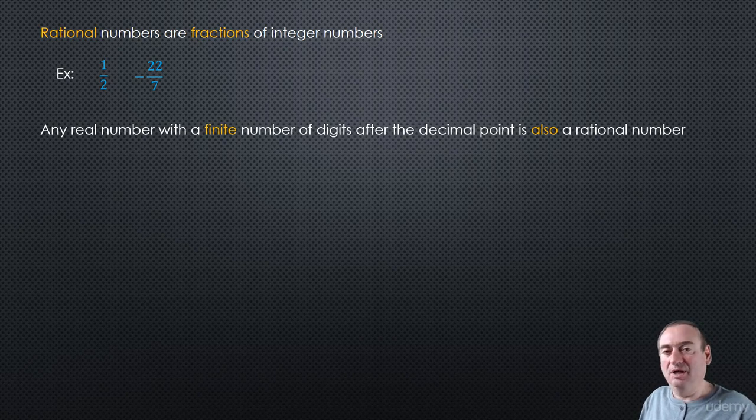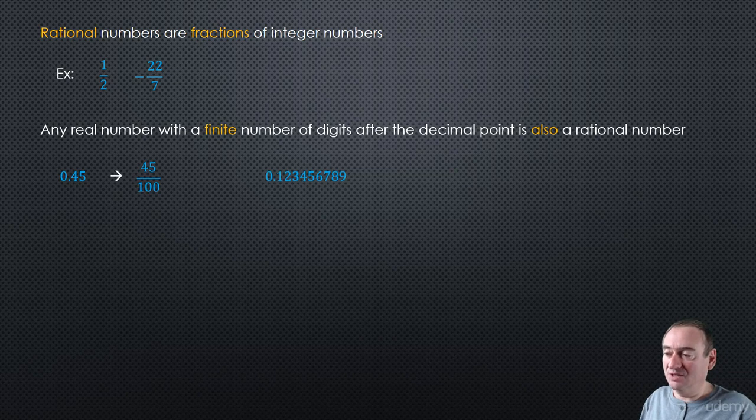Examples of irrational numbers might be things like square root of 2. That's an irrational number. Pi is also an irrational number. So any real number with a finite number of digits is also a rational number. So for example, 0.45 can simply be written as 45 divided by 100, so that is a rational number.